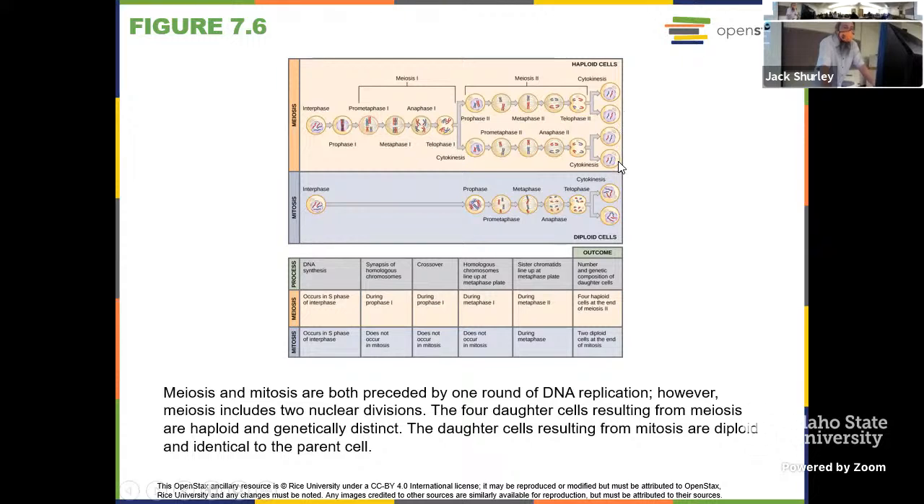And now we've got 4 cells that are haploid and they're genetically distinct, right? And with mitosis, 2 cells diploid, genetically identical, all right? So, as I've got this up here, I want to quickly mention this, and then I will be done. I will let you guys out of here. What we are seeing on the top, that's really what happens in men, all right? When we see this process happening, we would generate 4 sperm cells, right?